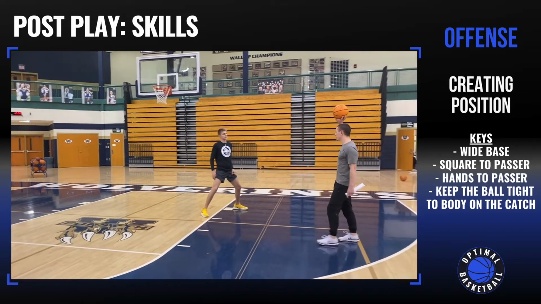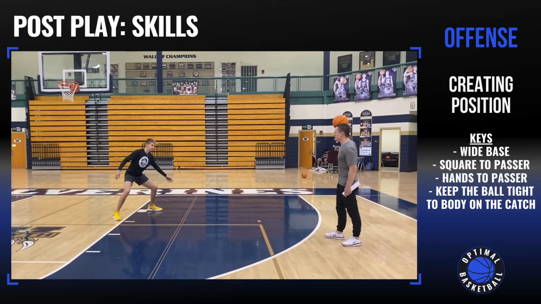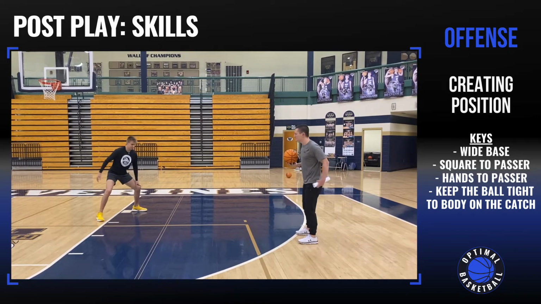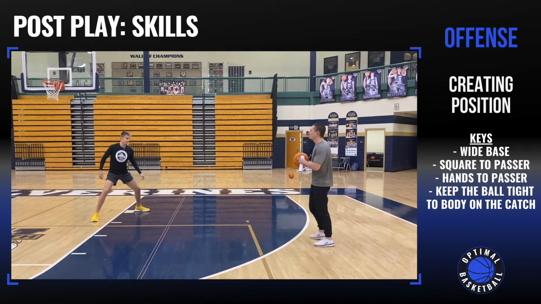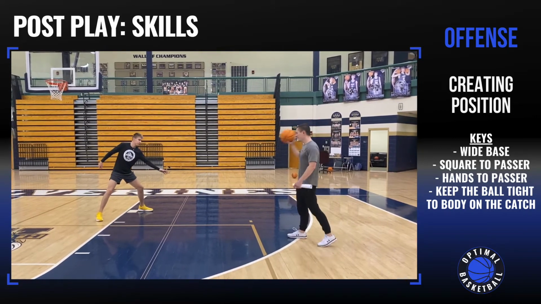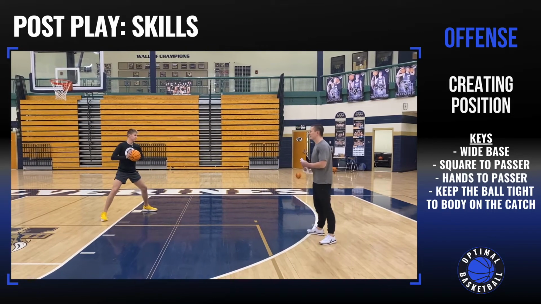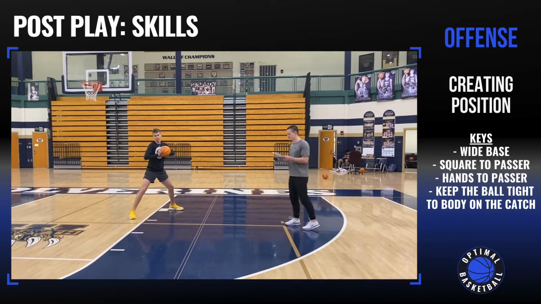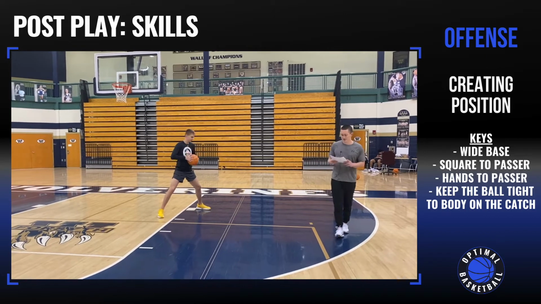So if I'm going to feed the post right here, Jake's in a good wide position. He'd be using his backside, his butt, to get into the defender. He's showing his hands, and then as the ball is fed, he's going to catch it and keep the ball tight to his body. So you've always got to have your hands ready.